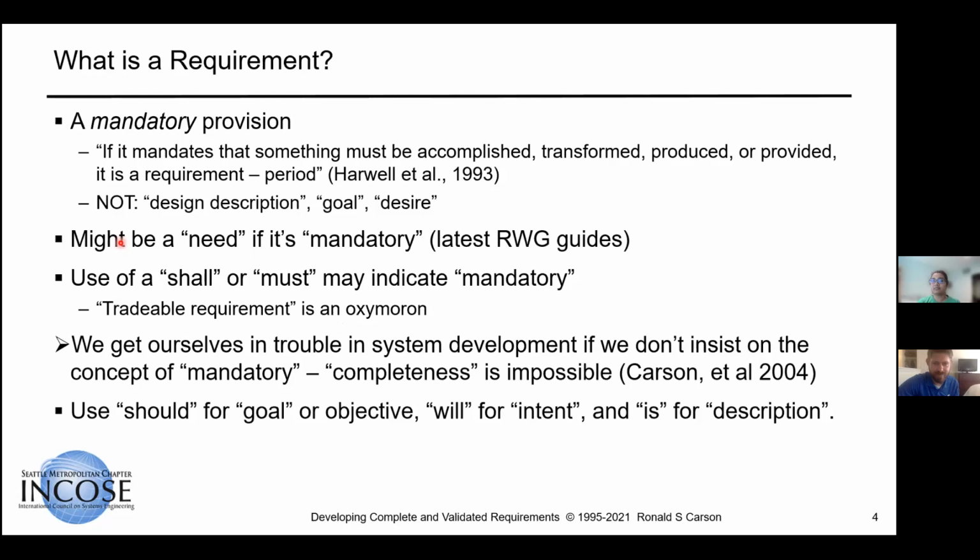So what is a requirement? One of the first NCOSE papers on requirements, and I've been a member since '92, so that's almost 30 years, was by Rick Harwell from the Requirements Working Group at the time. If it mandates that something must be accomplished, transformed, produced, or provided, it is a requirement, period. So it's not a design description, it's not a goal, it's not a desire, it's a mandatory provision. And that's really the only way we can make progress on understanding and implementing more sophisticated techniques about requirements.